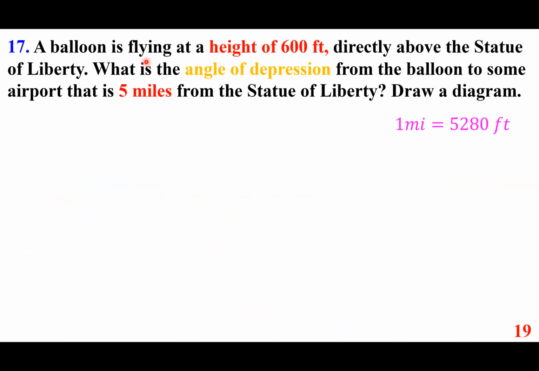A balloon is flying at a height of 600 feet directly above the Statue of Liberty. What is the angle of depression from the balloon to some airport that is 5 miles from the Statue of Liberty? Draw a diagram. Again, I want to explain this. To me, it's impossible to come up with an answer without drawing a diagram. And I'm reminding you, this is in feet, this is in miles. Therefore, we should know 1 mile is 5,280 feet.